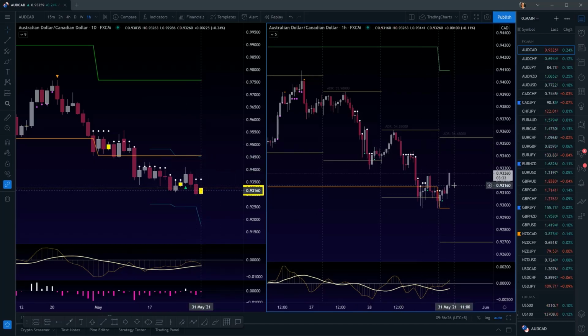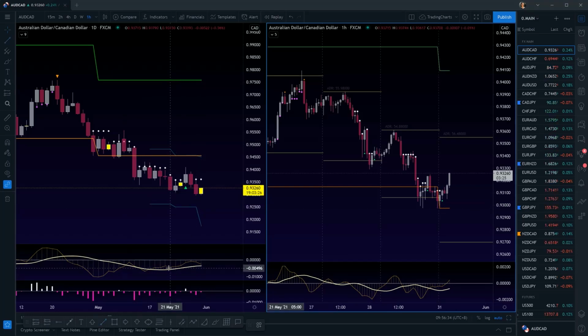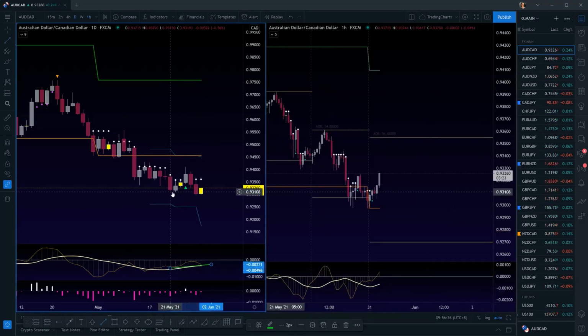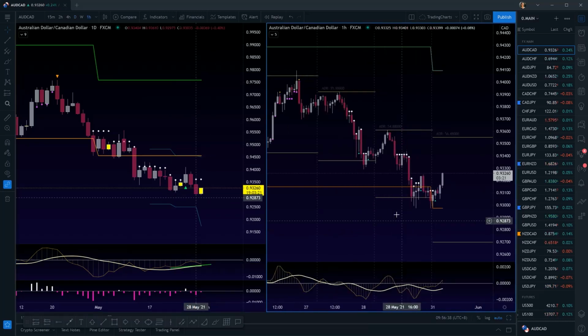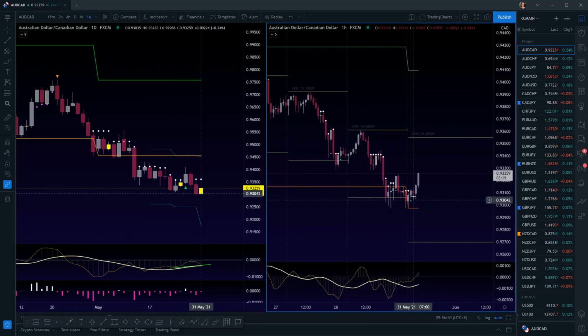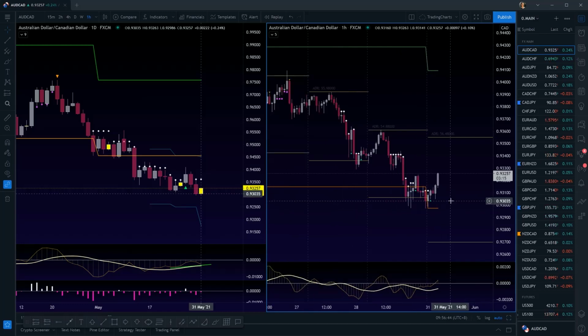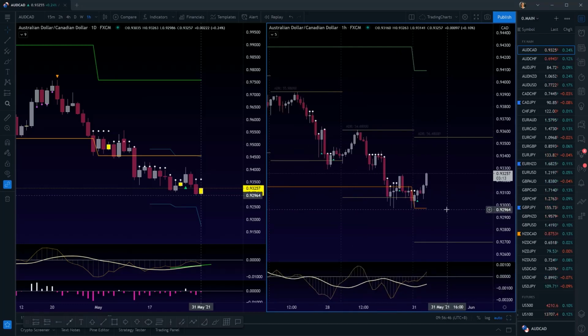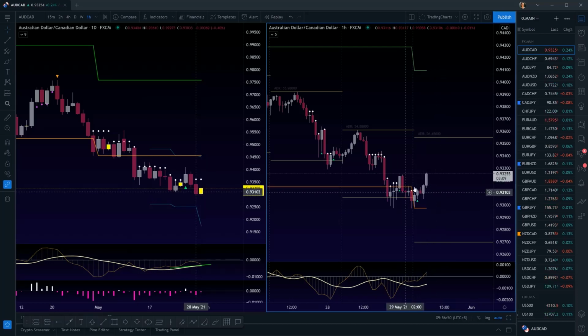Aussie dollar, Canadian. Okay, so what's interesting is there is a slight divergence here, sloping up, but this made a new low, so we could see a bit of upside, which is already showing on the lower time frame. I've switched to the 1 hour charts, 1 hour, 2 hour. So we can see price already coming up this morning.